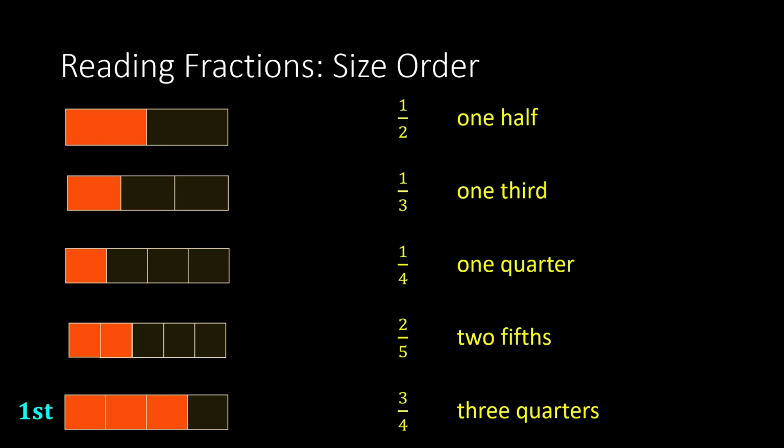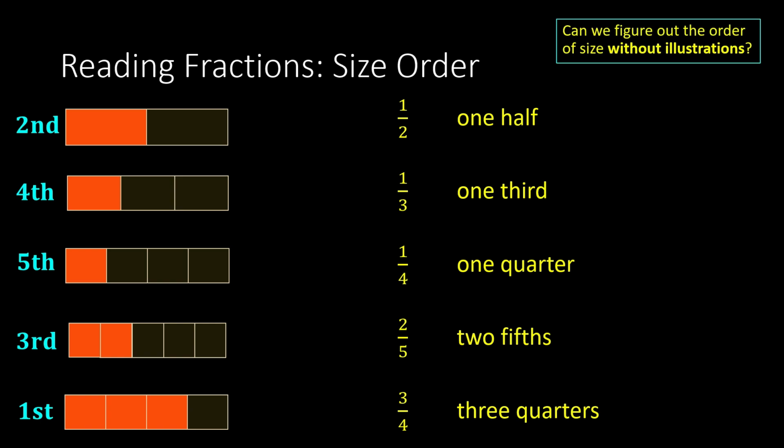So here's the first, right at the bottom, it's 3/4. Here's the second, it's 1/2. Here's the third, it's 2/5. Here's the fourth, it's 1/3. And finally, here's the fifth, 1/4. Can we figure out the order of these sizes without the illustrations?